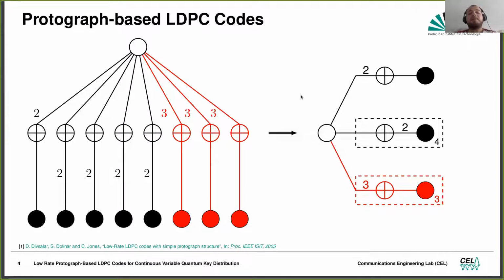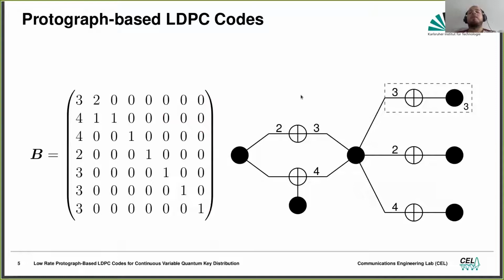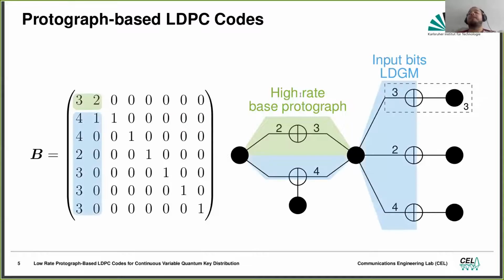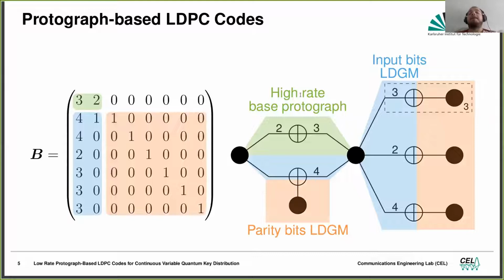The particular design that we're going to be focusing on is a concatenation of a high rate base protograph and a low density generator matrix code, which consists of the input bits of the low density generator matrix and the parity bits of the low density generator matrix code. This particular design has been shown to work quite well for low rate codes, which is why we're going to be using it. And even in this particular design, we still notice that there are certain structures that occur multiple times.